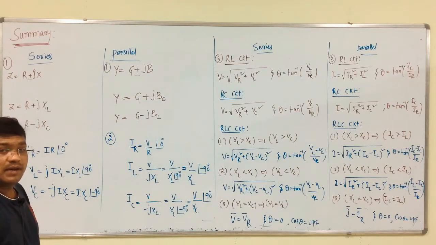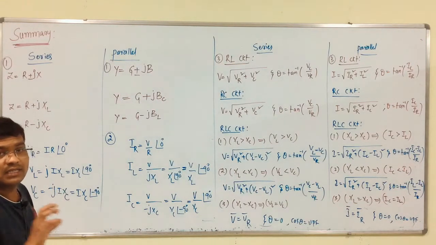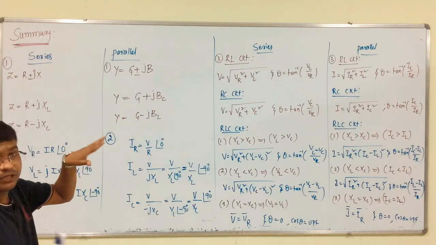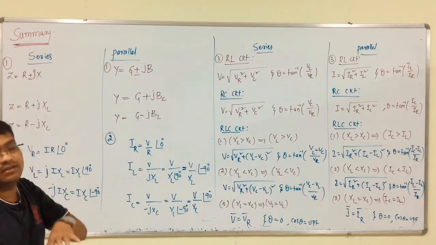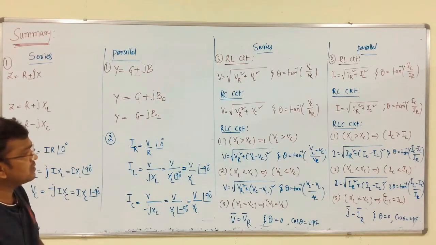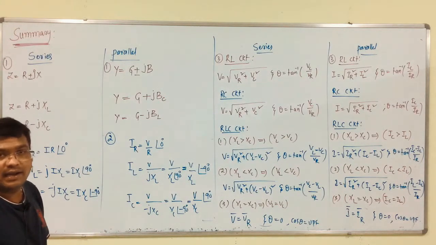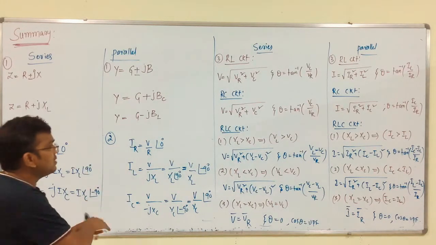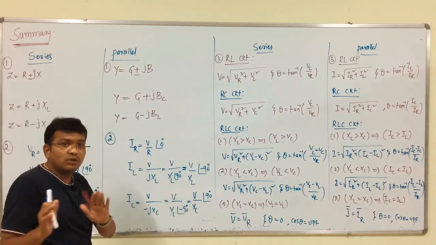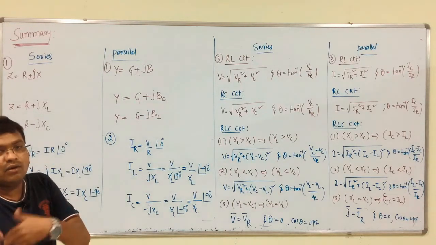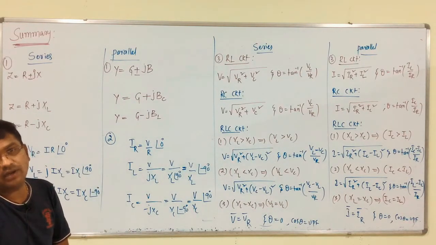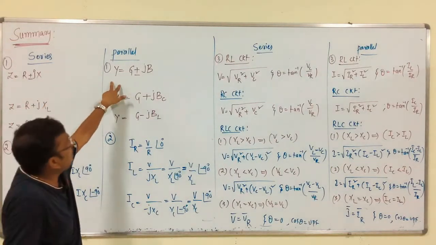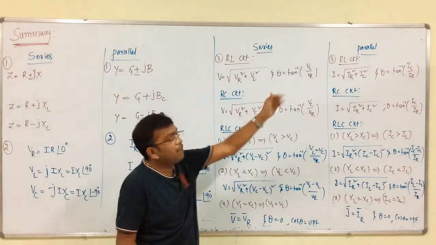Now we have to summarize the concept of series RLC circuits and parallel RLC circuits. This summarization will help you to calculate the numericals. This table is enough to calculate the numerical problems. If you are familiar with this table, obviously you are going to solve the remaining numericals. This is about series circuits, and this is about parallel circuits.